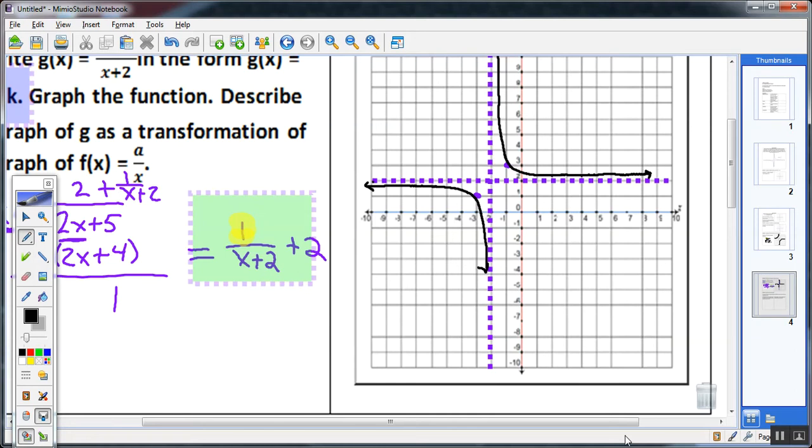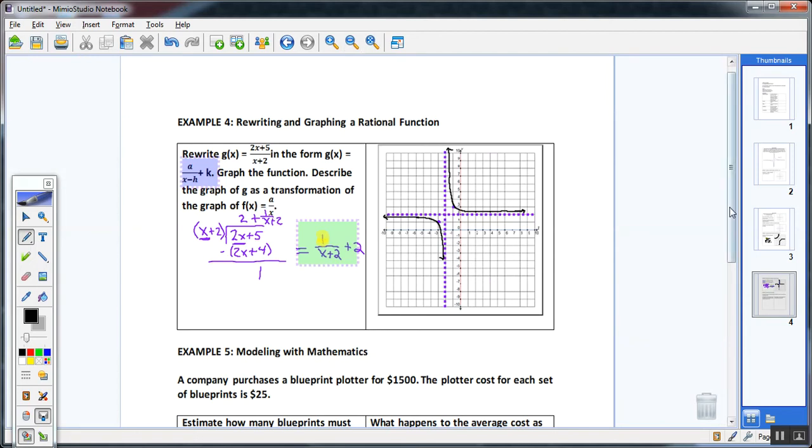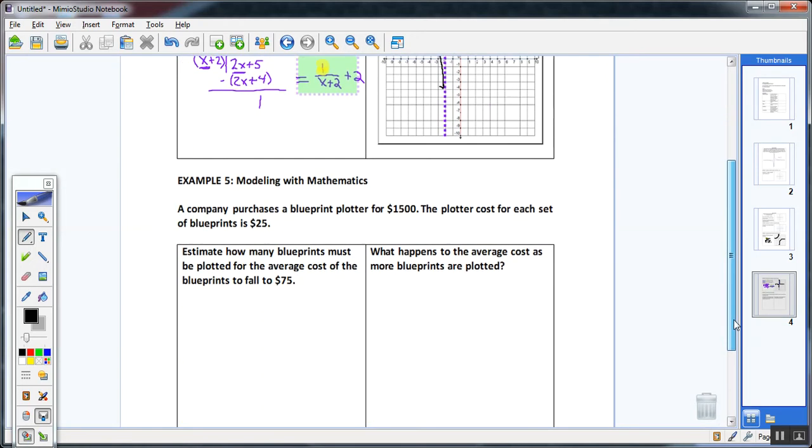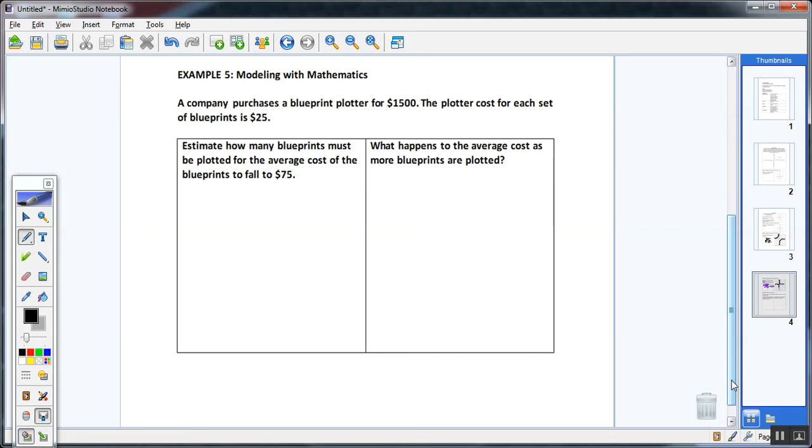You guys are great. You've got this, okay? Look at all these great things you're doing. Complex and difficult. I love it. Ooh, this problem's going to be a toughie. All right. Modeling with mathematics, kids.